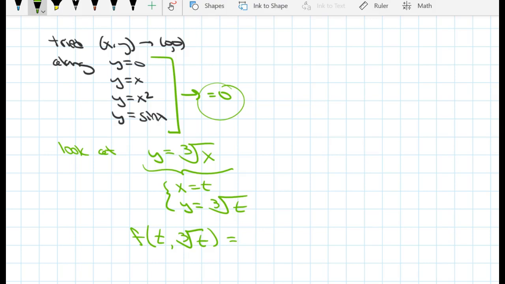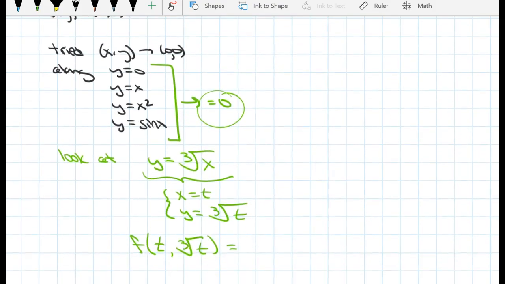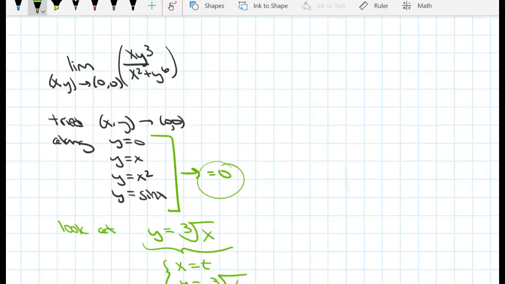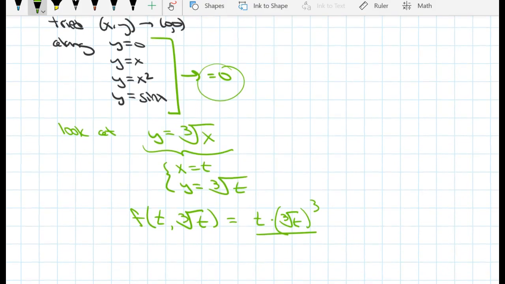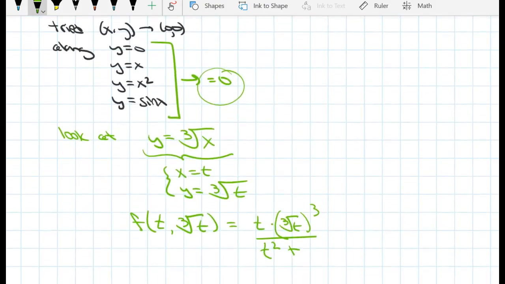And f of t, comma, cube root of t equals t times the cube root of t cubed, that's x y cubed, all over t squared plus the cube root of t to the 6th. Now I'm going to simplify. This becomes t squared all over 2t squared, and this equals 1/2, right?